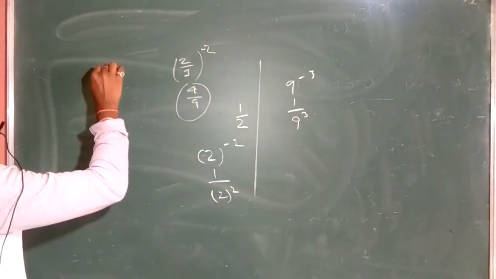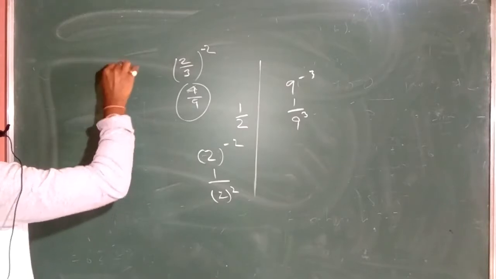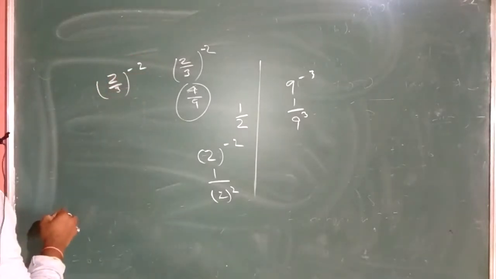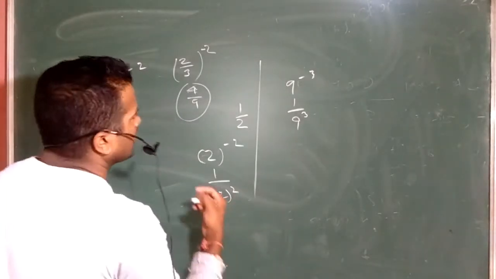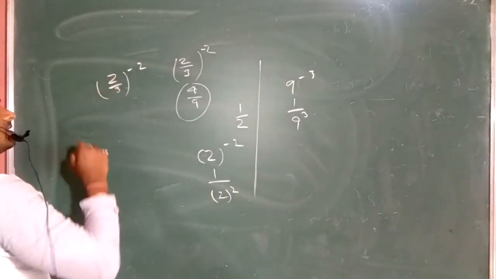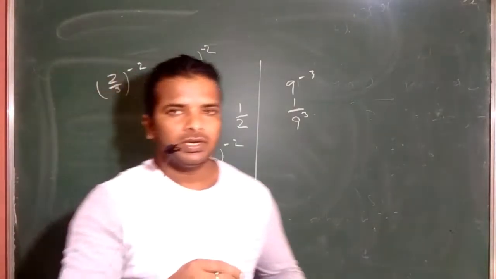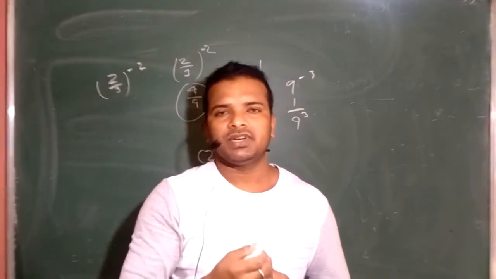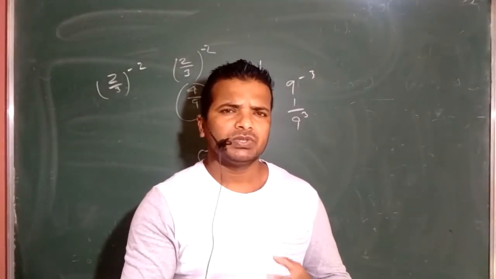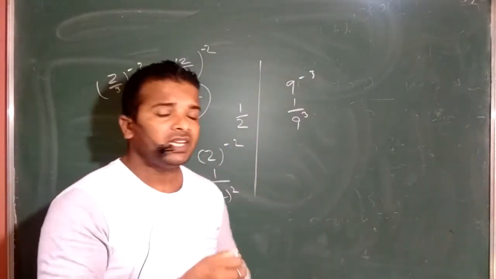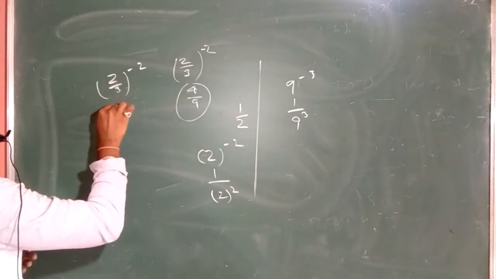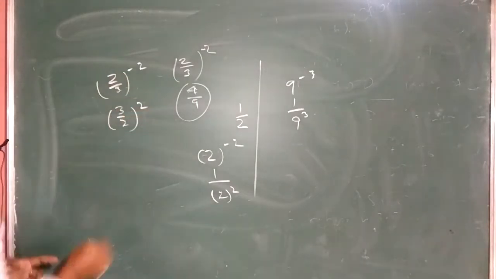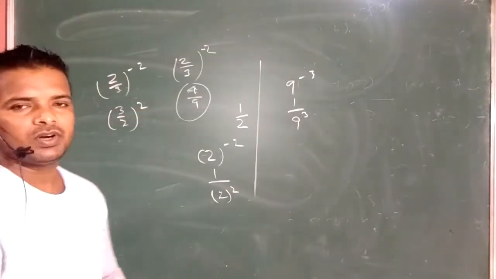But here, if it is 2 by 3 to the power minus 2, as I told you, we need to make it a fraction to write in reciprocal form. Here, a fraction is already there. So, a fraction also can be written in fraction form, but it will be double. That's why simply what we used to do is, we will interchange the fraction. Like, if it is 2 by 3, we will write 3 by 2 to the power 2.